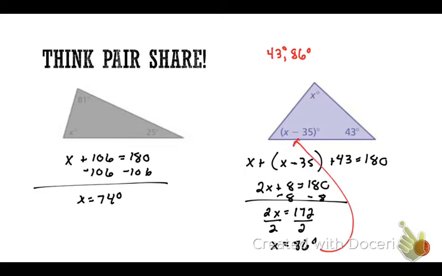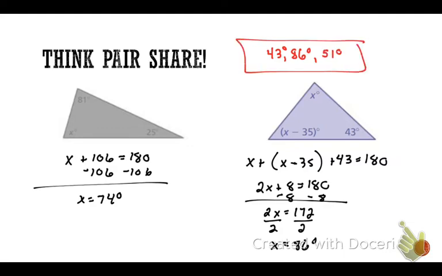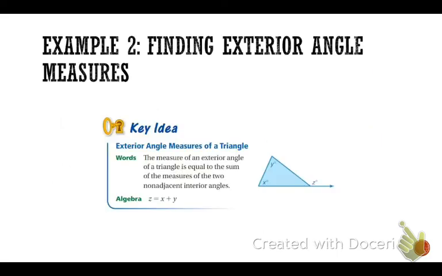86 minus 35. Yes. 86 minus 35 is 51. I was about to say, isn't that 51 degrees? What do you think is going to happen when I add all three of those together? 180. Adds to 180. It works out beautifully.